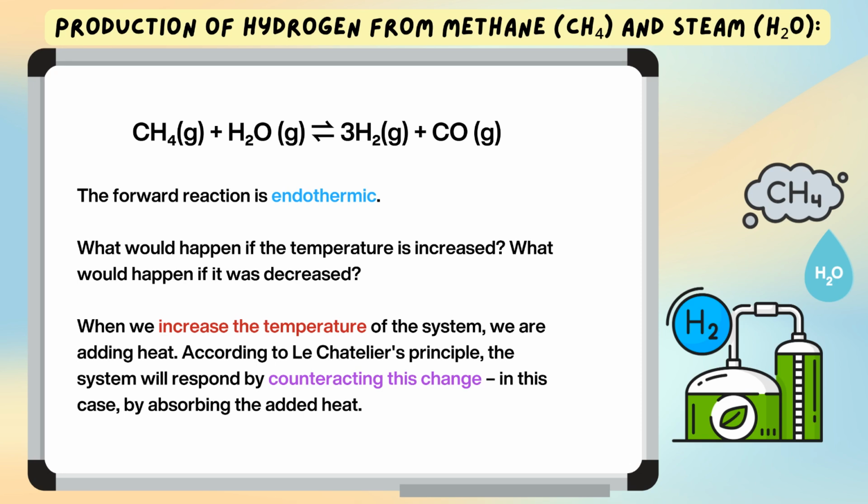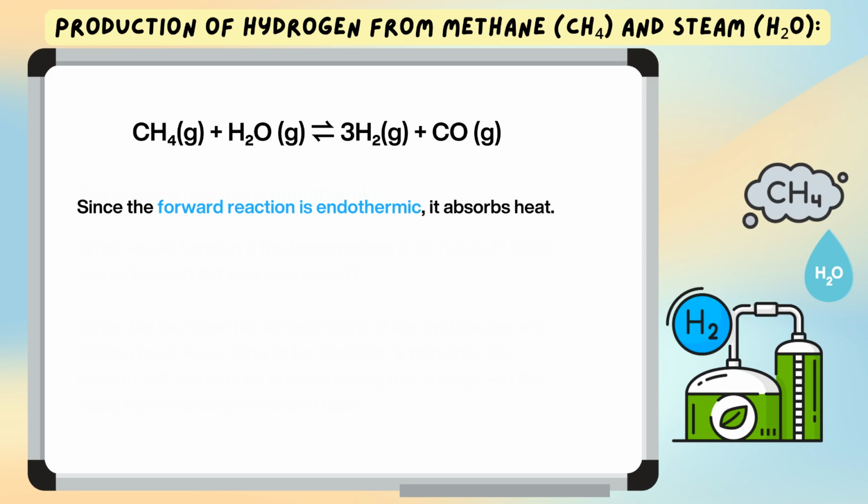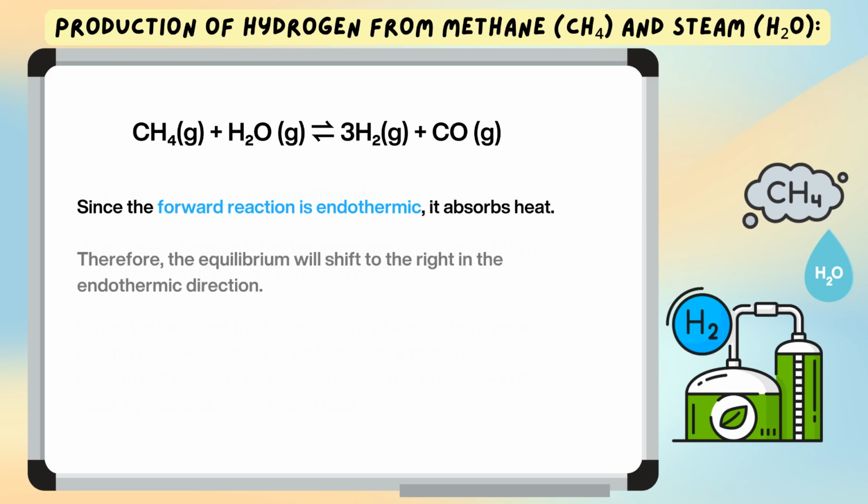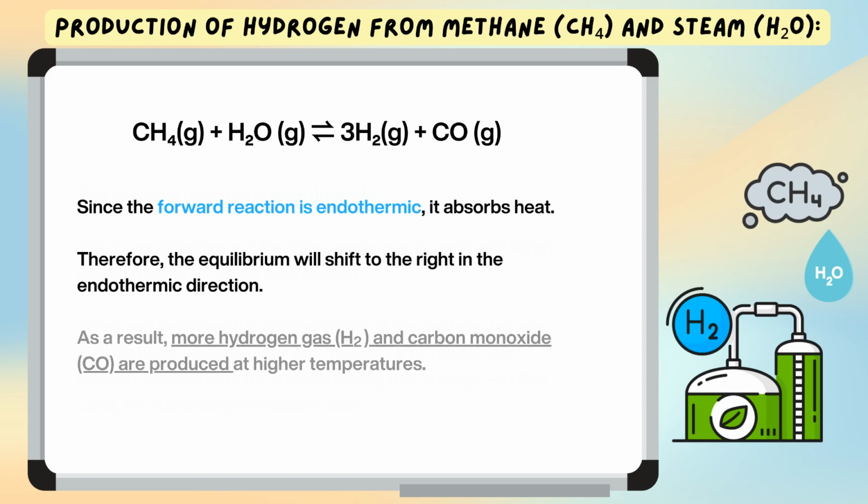In this case, by absorbing the added heat. Since the forward reaction is endothermic, it absorbs heat. Therefore, the equilibrium will shift to the right in the endothermic direction. As a result, more hydrogen gas and carbon monoxide are produced at higher temperatures.